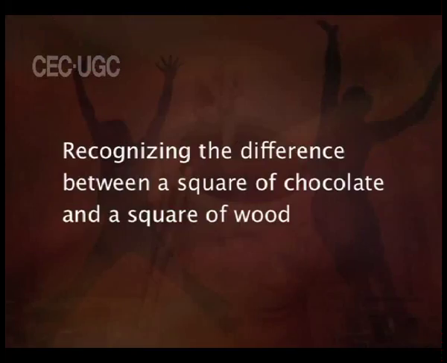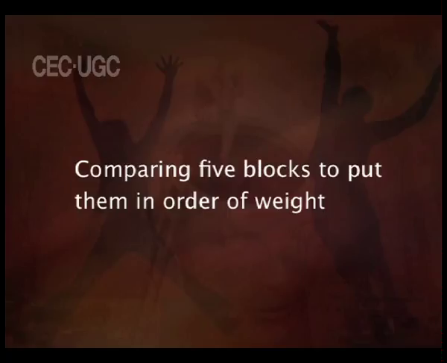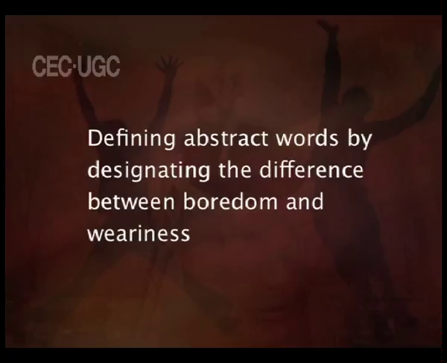Some of the tasks on the 1905 scale included following moving objects with eyes, recognizing the difference between a square of chocolate and a square of wood, repeating 3 spoken digits, comparing 5 blocks to put them in order of weight, defining abstract words by designating the difference between boredom and weariness.